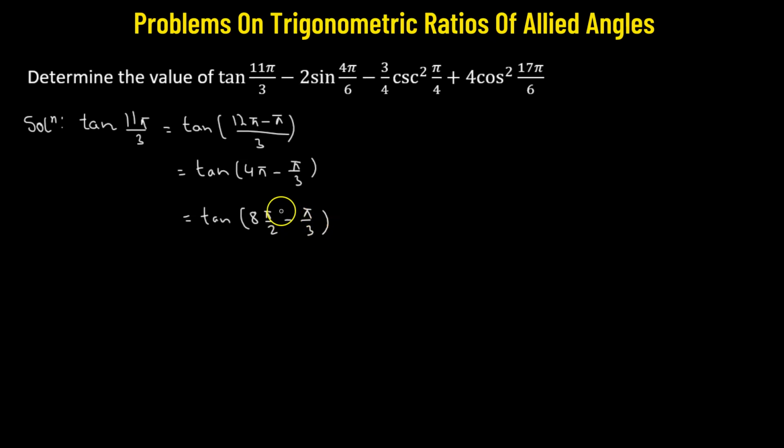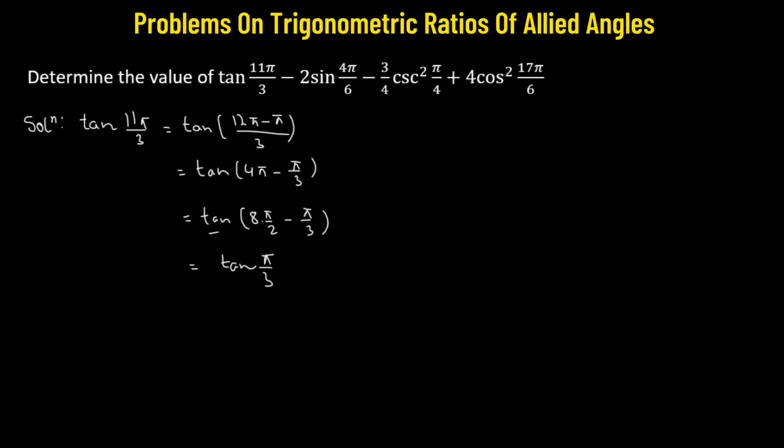The reason why we wrote it in this particular fashion is because 8 now is an even number. So here we have an even multiple of pi over 2. Whenever we have an even multiple, the tangent function is going to remain as a tangent function and the new angle is going to be pi over 3. But we need to be careful about the final sign of the given value. That means we have to find out in which quadrant 11 pi over 3 radian lies.